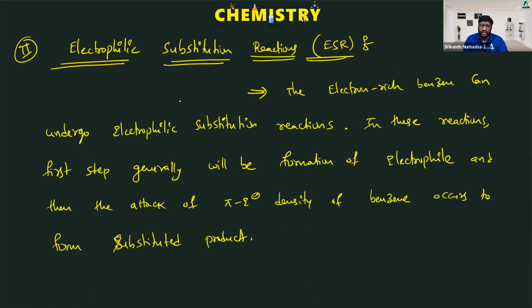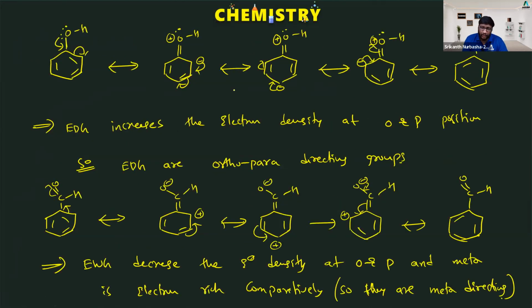It is benzene and derivatives of benzene, where the pi electrons of benzene are going to attack the electrophile first. Whatever the attack is going to be, that will be decided by the type of substituent present on the benzene ring. If you have an electron donating group, it increases the electron density at ortho and para. So electron donating groups are ortho para directing, whereas electron withdrawing groups are meta directing. Among ortho and para, which will be major generally? Para will generally be major because of less steric repulsion, but ortho will be major in case of intramolecular hydrogen bonding.